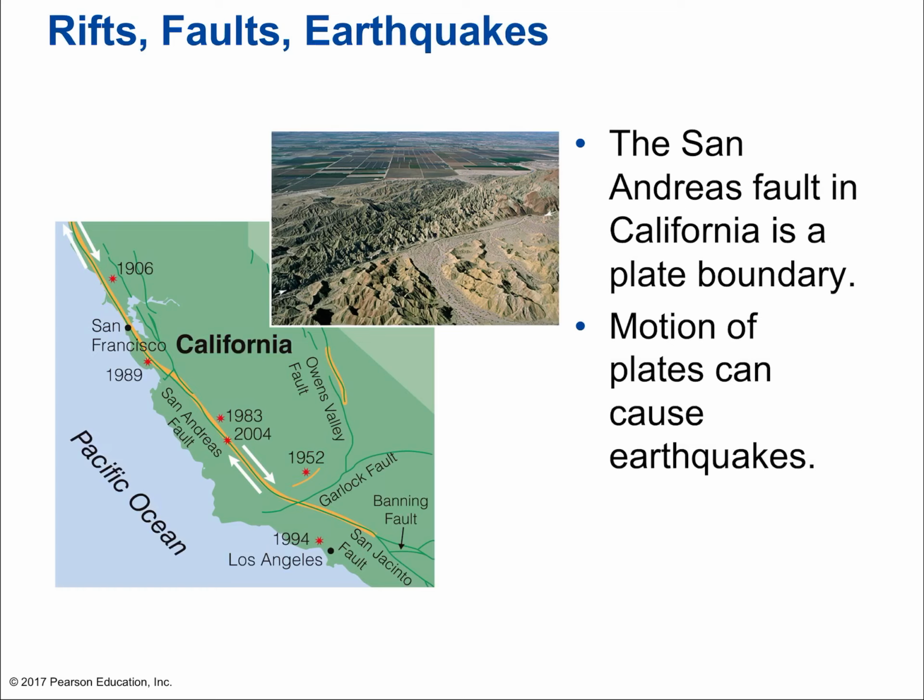The San Andreas Fault in California is a plate boundary. Motion of the plates can cause earthquakes. So here we have plates that are sliding against each other. You kind of think about the cases: we have plates crashing together and making a big mountain, we have plates sliding under one another, or we have plates sliding side by side. And that's what's happening on the San Andreas Fault.